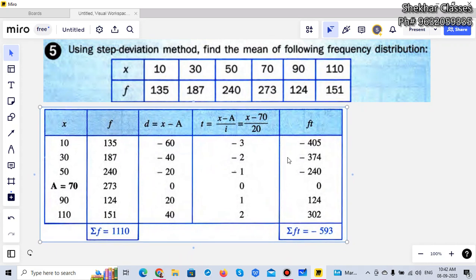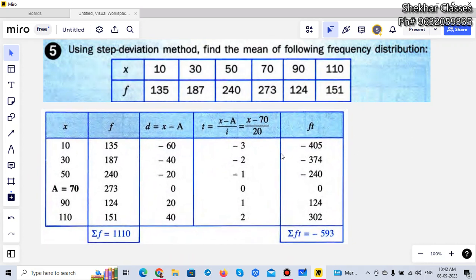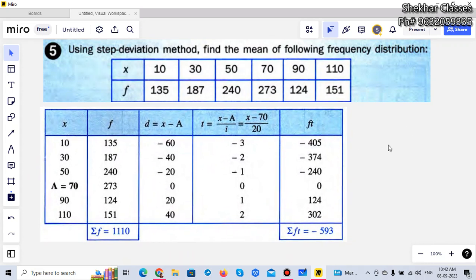See, we write the data as such. X has to be written here. This is the data, and F has to be written here, the frequency. Now we know that we have to assume the mean somewhere in the middle. We assume this 70 is the mean.